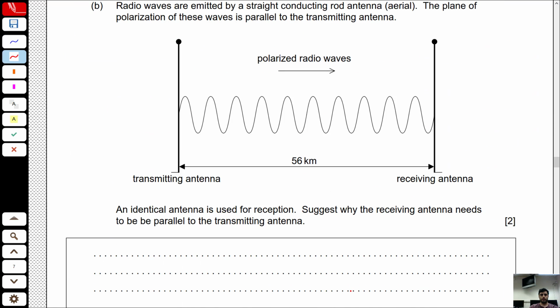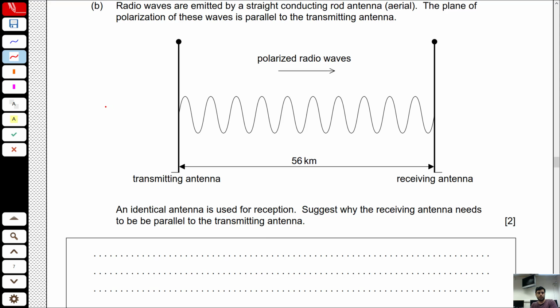Next one. Radio waves are emitted by a straight conducting rod antenna aerial. The plane of polarization of these waves is parallel to the transmitting antenna. An ideal antenna is used for reception. So why does the receiving antenna need to be parallel to the transmitting antenna? Well, in order to absorb maximum intensity. Otherwise, if it's not parallel, then it will block the incoming transmission.